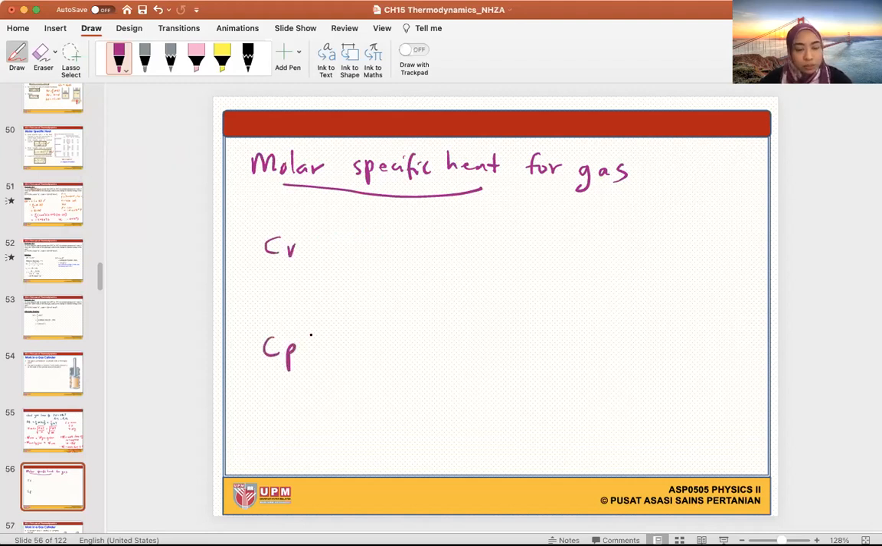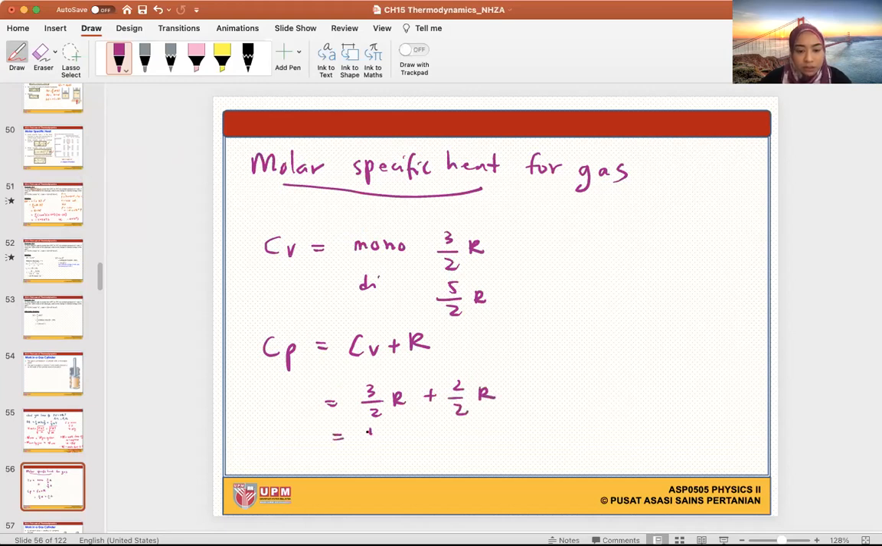And we know that CP should be greater than CV because it is actually CV plus R. CV pula, the values for mono is 3/2R. For di, it is 5/2R. And for poly, it's 7/2R. Let's just focus on mono only. If I wanted to know what is my CP, I can just substitute this guy, 3/2R for mono cases plus 2/2R. This gives me 5/2R. So CP will always be plus 2/2R, always. So this is for mono. Okay, you can do the same thing for diatomic gases as well.